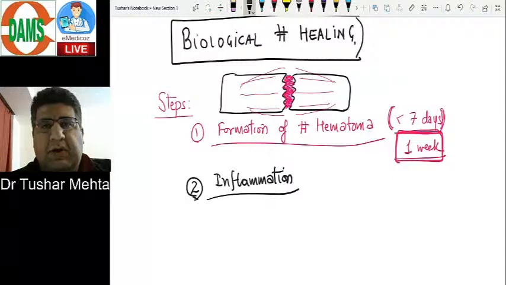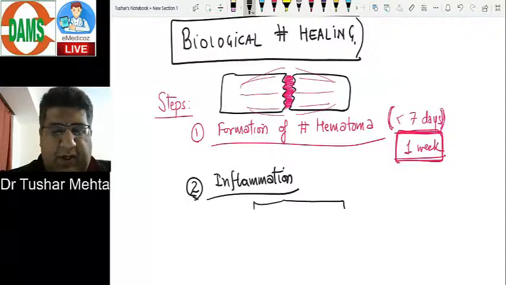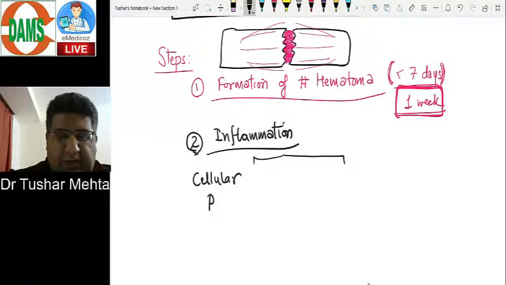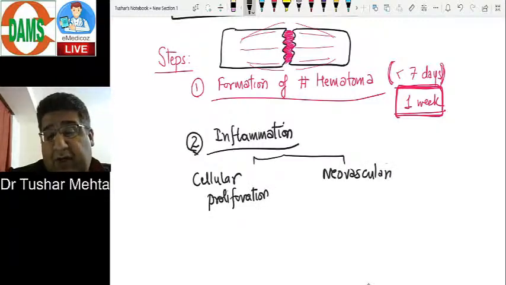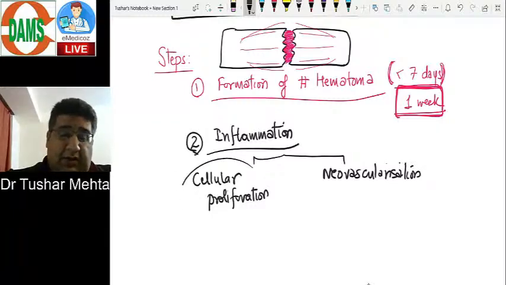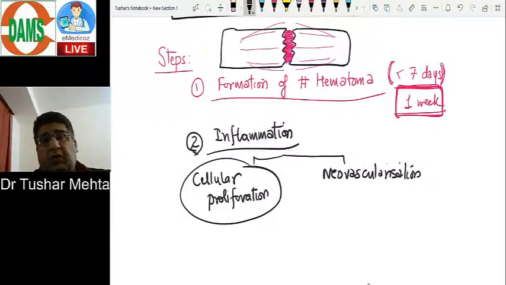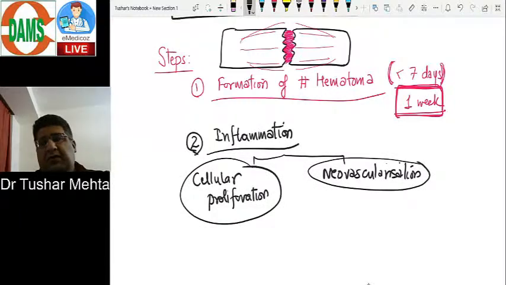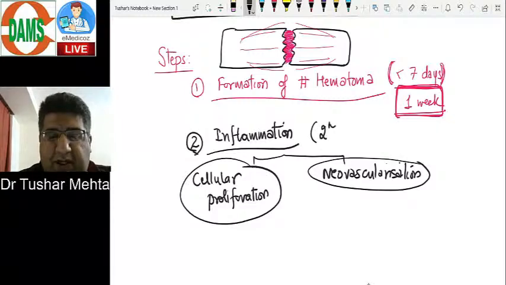Now, when I say inflammation, that is essentially divided into two parts, because by virtue of your knowledge of pathology, you are aware of it. One is the cellular proliferation. The second is the neovascularization. Try to understand that cells will start proliferating. So osteoblasts, osteocytes, chondrocytes, chondroblasts, histiocytes, all these cells will start proliferating. The vessels which were disrupted, the cortical, medullary, and periosteal arteries, will again start making themselves. So there will be neovascularization. This is what is going to happen in inflammation. And technically, if I may say, it starts at the beginning of the second week and continues till the third week.